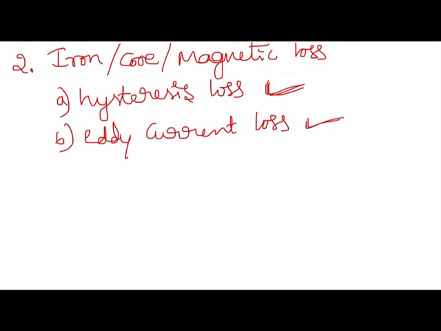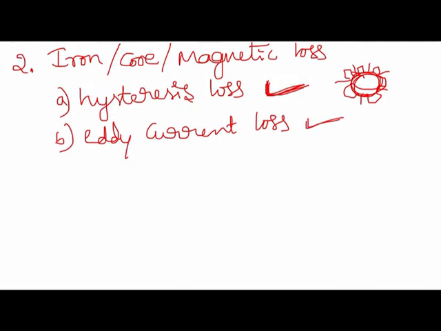The core part of the DC machine is nothing but the rotor, where we will place the conductors. We will have rotor slots like this, and in these slots we place the conductors. Apart from this, the remaining part is the core. In this core, due to the continuous magnetization and demagnetization, hysteresis loss occurs.